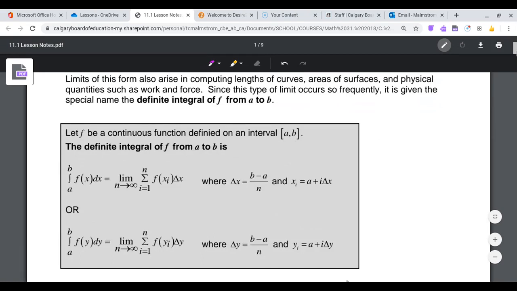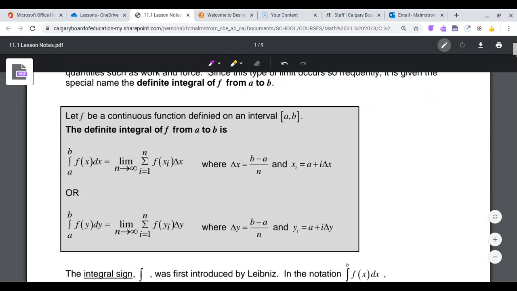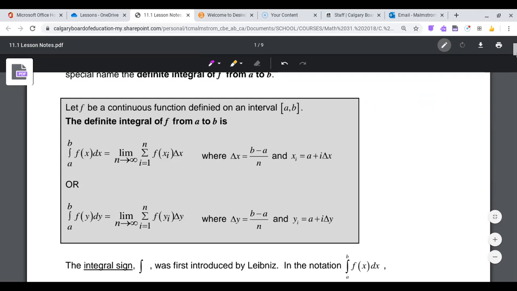So we have our formal definition. Let f be a continuous function defined on an interval from a to b, and the definite integral of f from a to b is, this is the one that we worked with, the integral from a to b of f of x dx is equal to the limit as n goes to infinity in terms of x. Okay, so this is the one that you were familiar with, that could be done in terms of y.